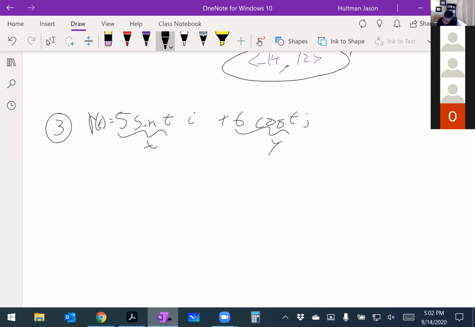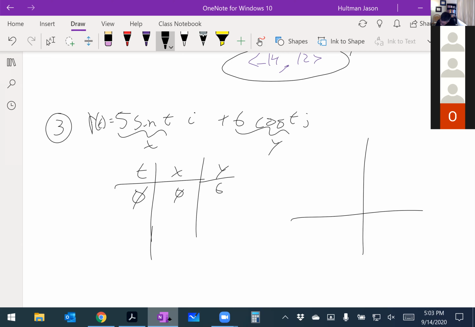If I plug in some known values of t, let's find out what x and y are. If t is 0, the sine of 0 is 0, so I get 0 for x. The cosine becomes 6. But that's kind of counterintuitive, because what does that mean? When t is equal to 0, we're starting 6 up, not 6 over. Oh, okay.